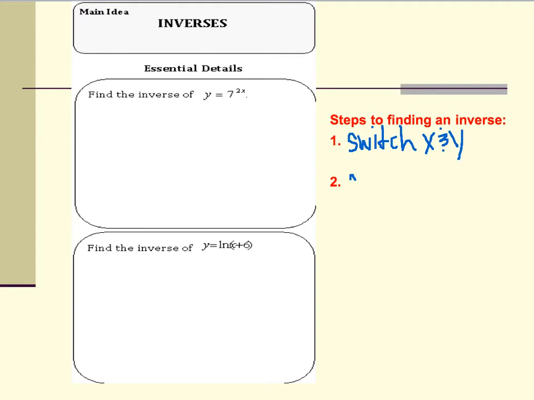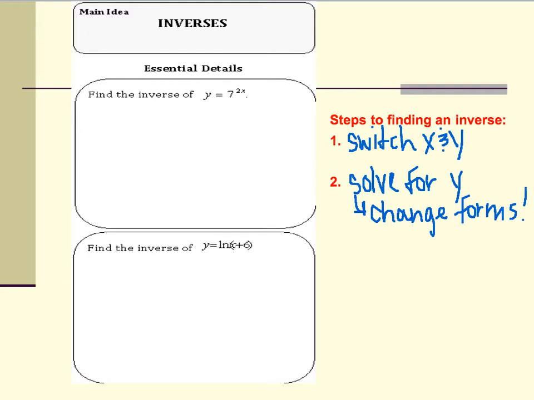And then the second thing to do is solve for y. And what you need to remember here is when we're going to solve, we often have to change forms. We're going to use changing forms quite a bit to solve for our y. So find the inverse of y equals 7 to the 2x power. Well, one thing that you've got to remember to do is you're going to switch your whole x quantity when it's in an exponent. Okay, so put a little star to remember to do that, so you remember it in the future.